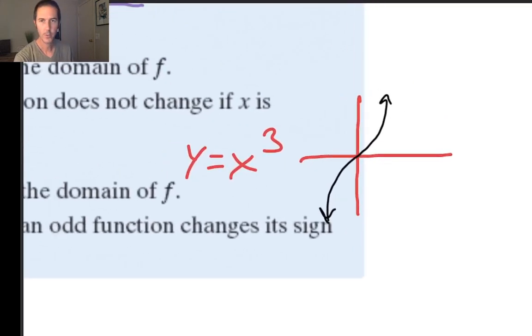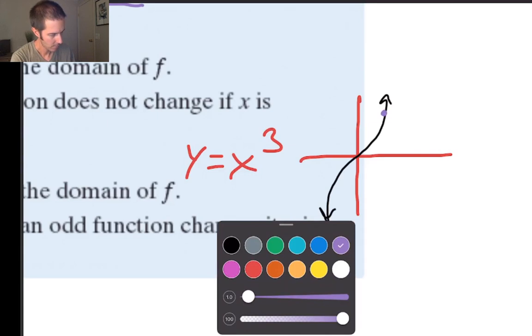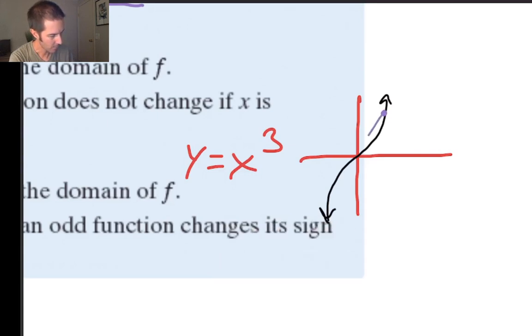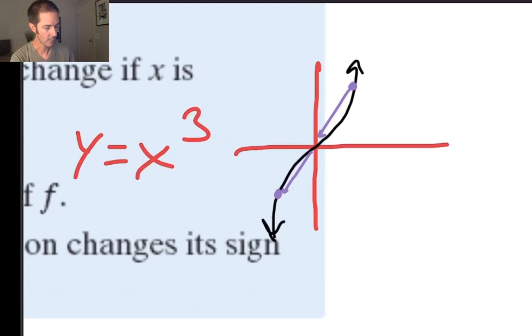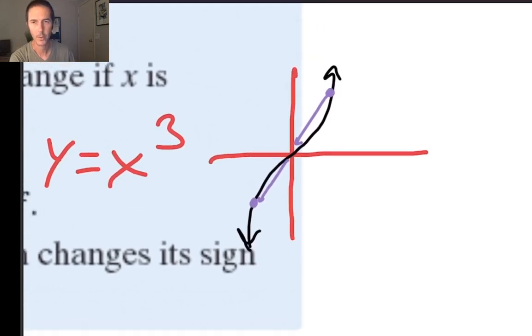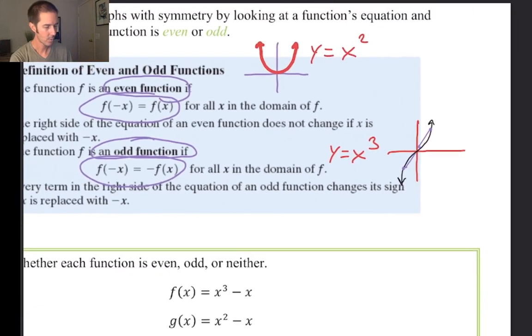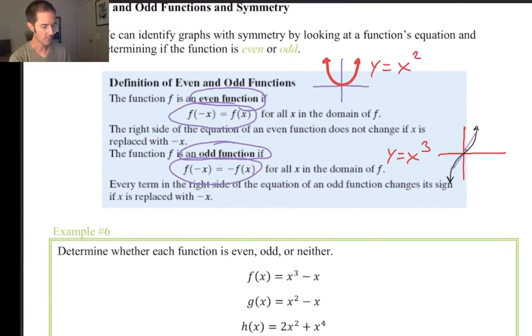This function has symmetry about the origin, and a way that I like to describe what that means is this. If you pick a point on the curve and then you go from that point straight to the origin, whatever distance that was in whatever direction you were heading, keep going. Pass through the origin, go the same distance in the same direction, and you're going to end up at another point on your curve. Doesn't matter what point you choose, you'll pass right through the origin and end up at another point on your curve. That is symmetry about the origin.